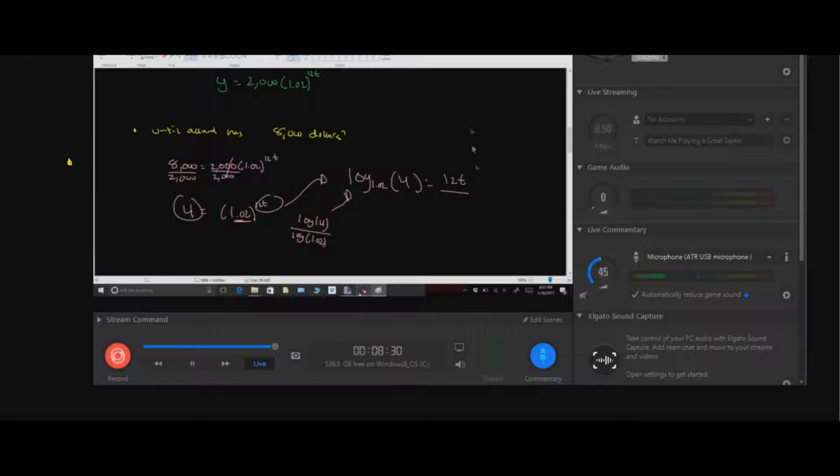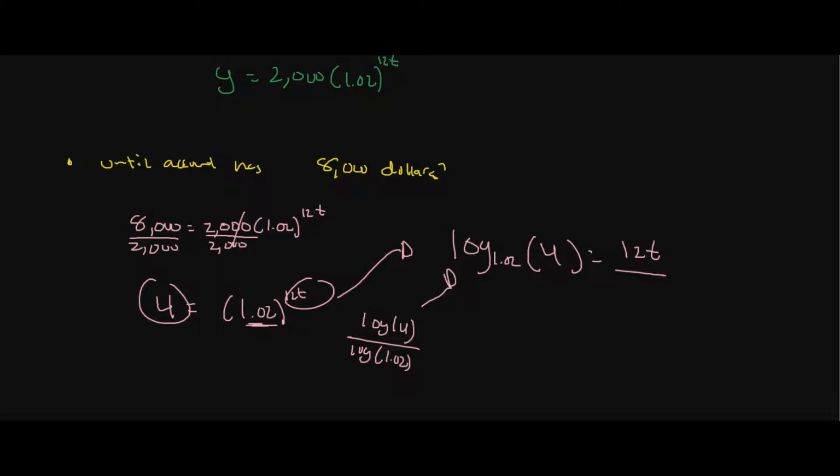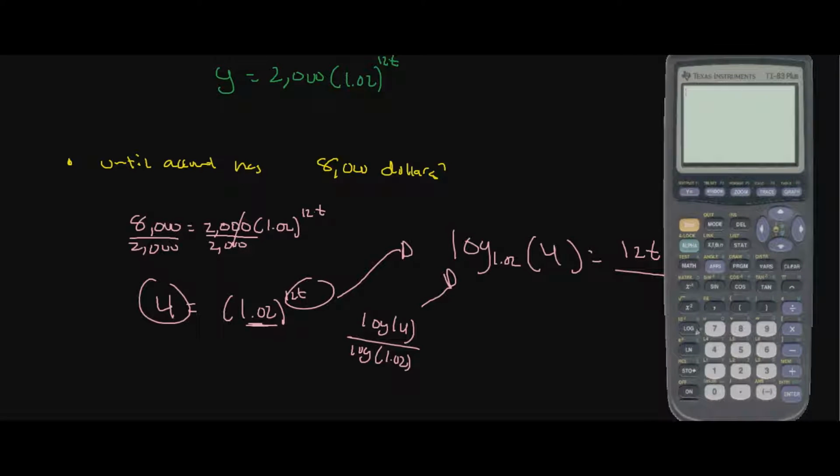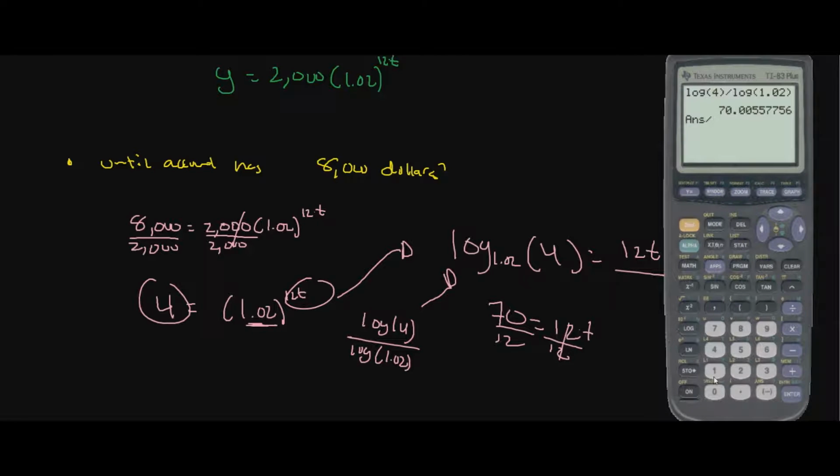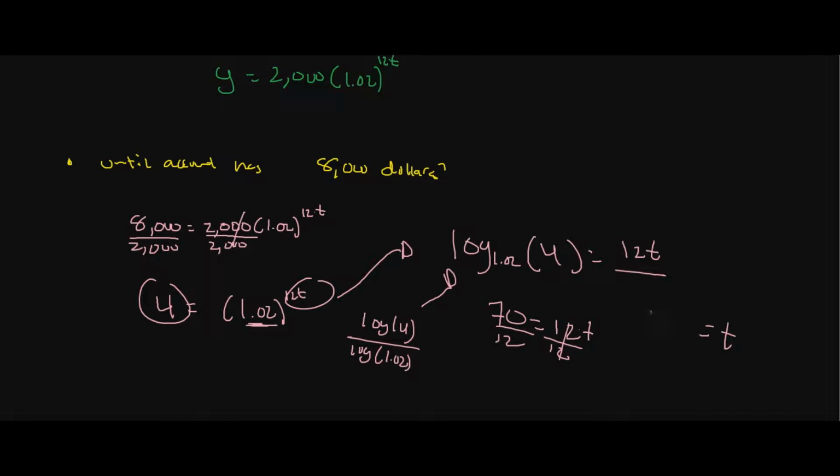And what do we get? What are we going to get? We're going to get, my friends, log of 4 divided by log of 1.02 is going to give me 70. So we're going to get 70 is equal to 12t. Divide 12 to both sides, and we get t is equal to, well, 70 divided by 12. Let's divide that by 12. And we get 5.8. Wow, look at that.